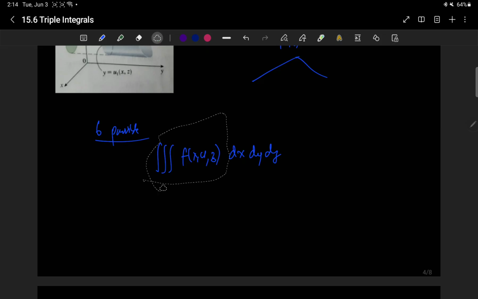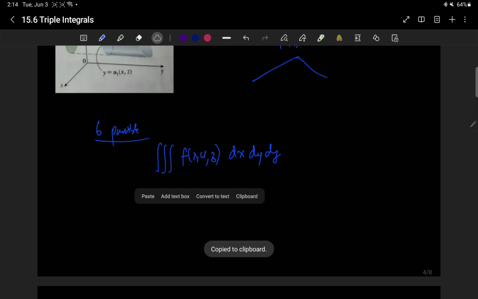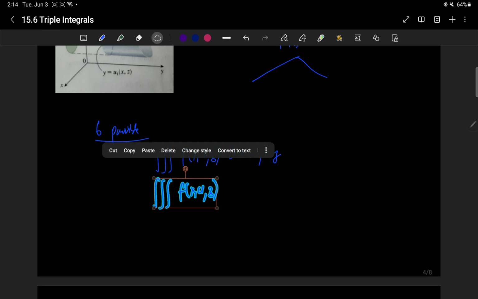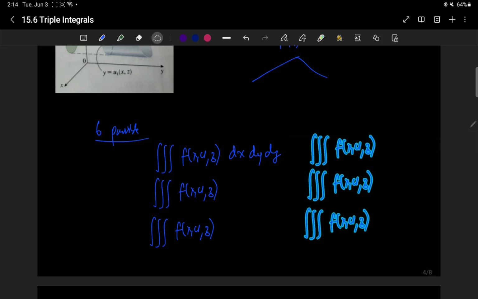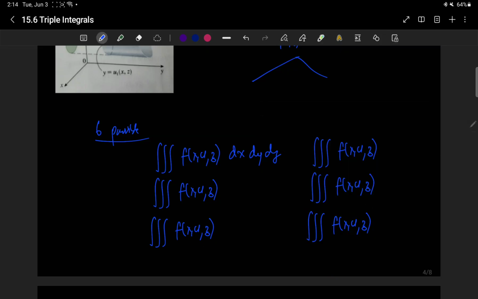So if we copy this, you have 2, 3, 6. So what are the 6? You have dx dy dz, dx dz dy, dy dx dz, dy dz dx, dz dx dy, dz dy dx.